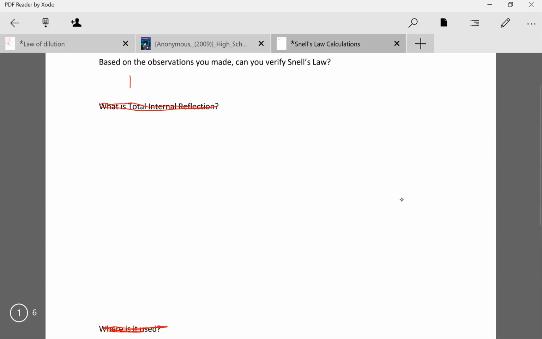Okay, Snell's law basically states Ni sine theta I equals Nr sine theta R. So Ni sine theta I equals Nr sine theta R. Now, we talked a little bit about this in the last video.